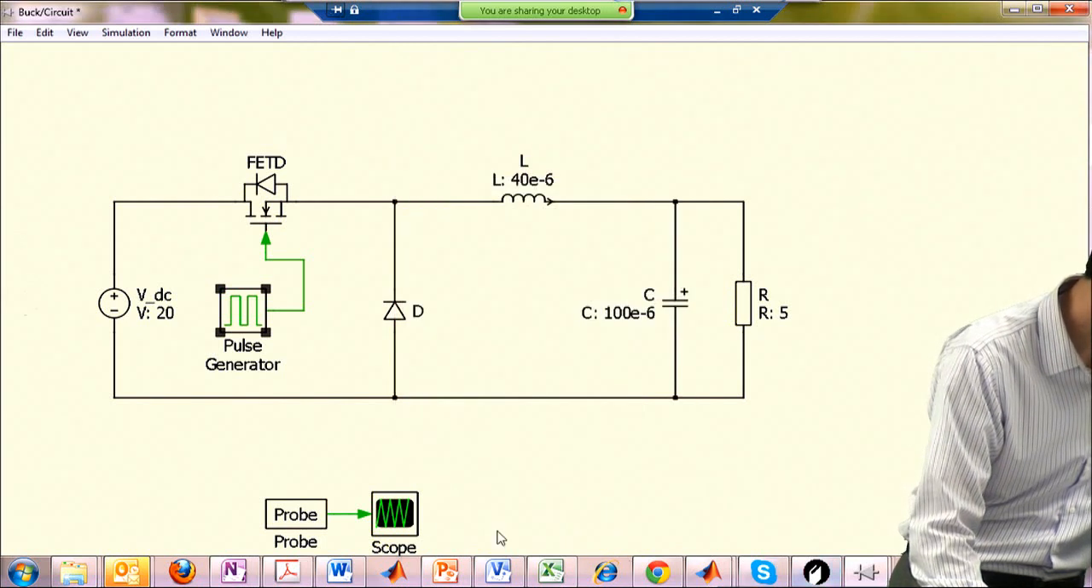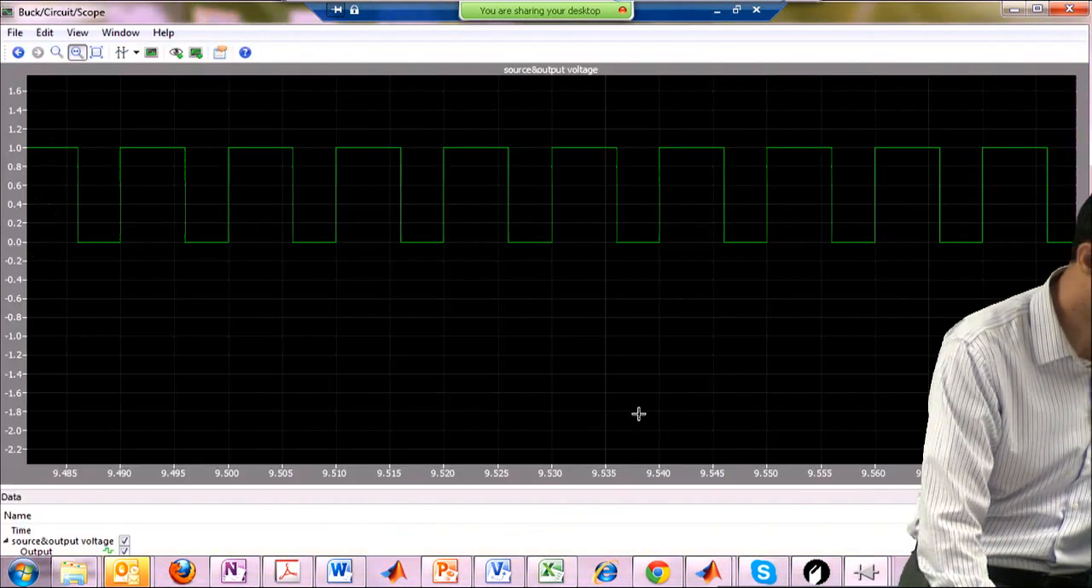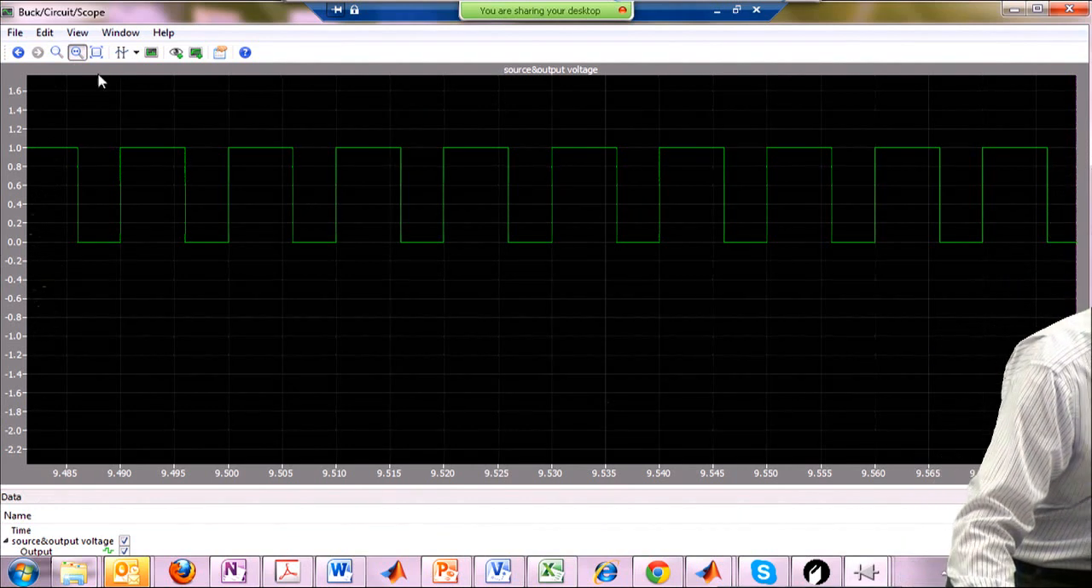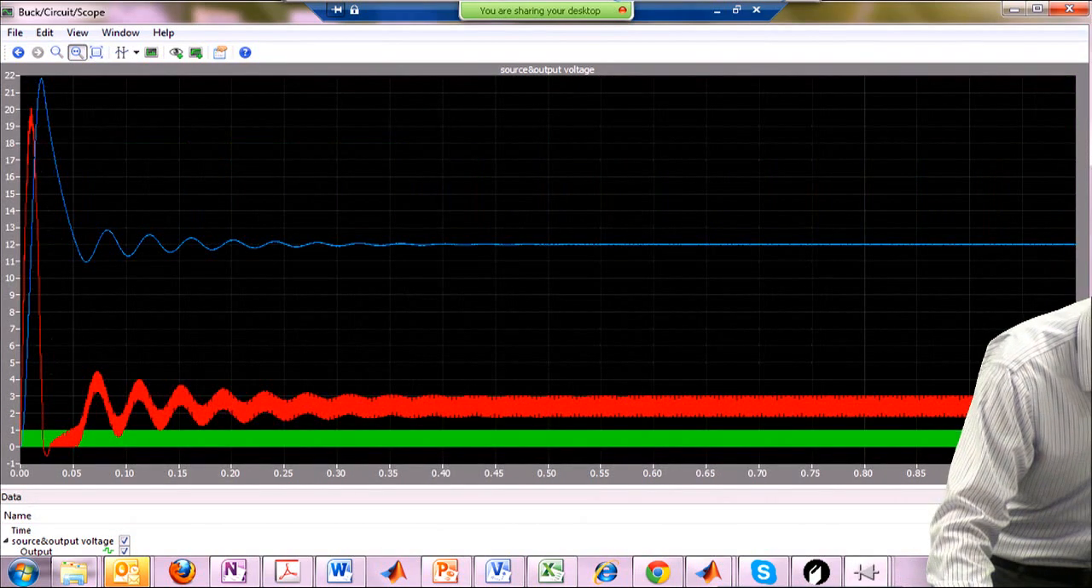All right, and okay, what else do we have? So this was the command that we are applying to the switch. Let me zoom out and zoom in on something else.